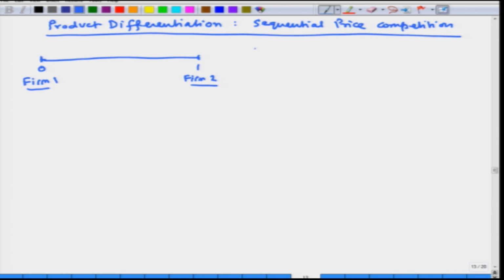Recall, right. So, recall the linear city model. If you go back and take a look at the Hotelling's linear city model that we solved, we had the demands of the two firms. We had the demands of the two firms as follows.